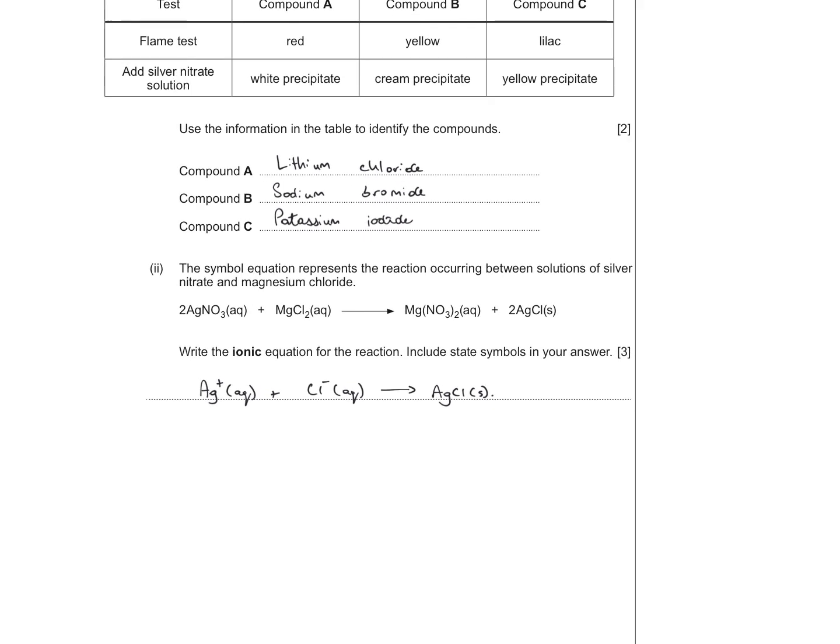The symbol equation represents the reaction occurring between solutions of silver nitrate and magnesium chloride. Write the ionic equation, include state symbols in your answer. We've seen this in a previous paper. The silver and the chlorine react to form silver chloride.